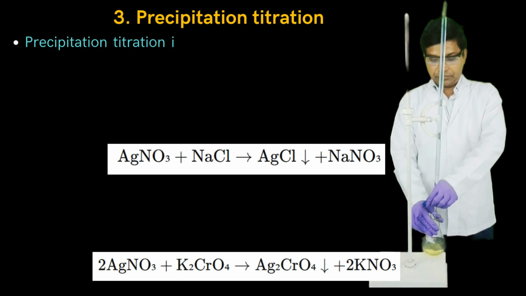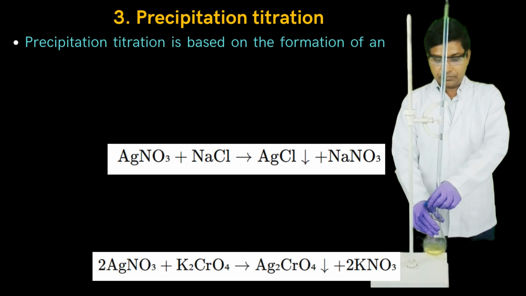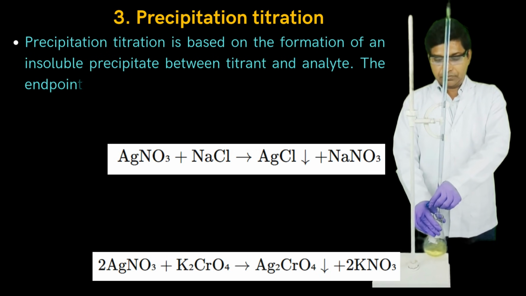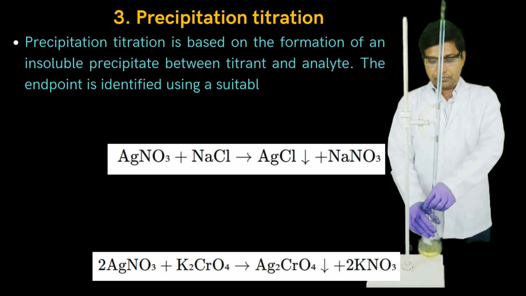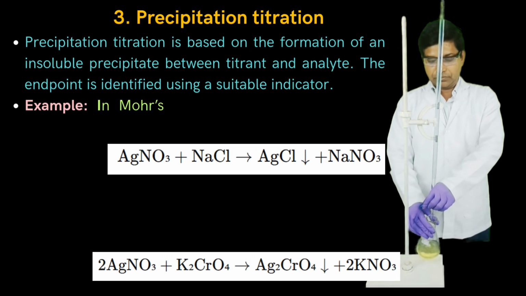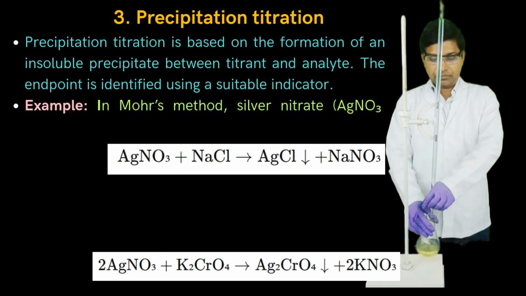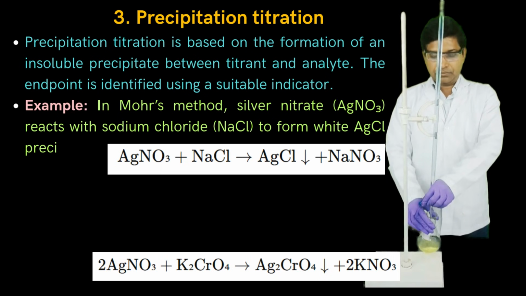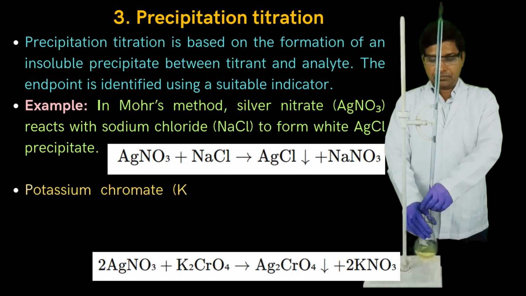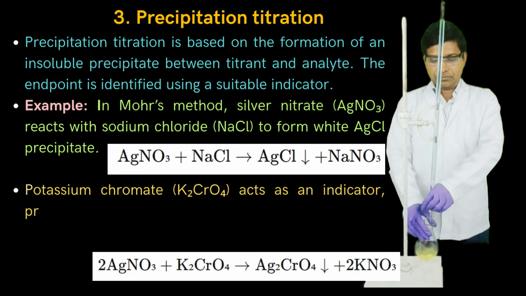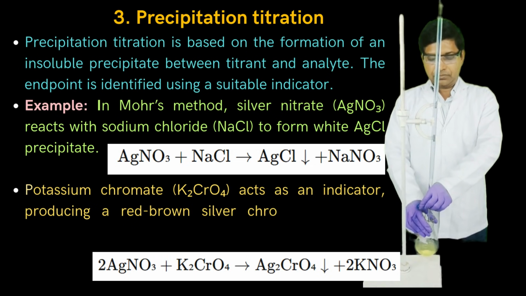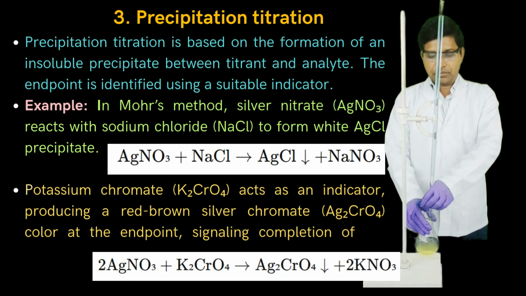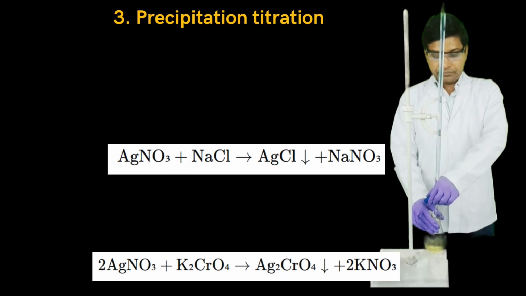In this part, we will learn what is precipitation titration. Precipitation titration is based on the formation of an insoluble precipitate between titrant and analyte. The endpoint is identified using a suitable indicator. Example: in Mohr's method, silver nitrate, AgNO3, reacts with sodium chloride, NaCl, to form white AgCl precipitate. Potassium chromate, K2CrO4, acts as an indicator, producing a red-brown silver chromate, Ag2CrO4, color at the endpoint, showing the completion of the titration.